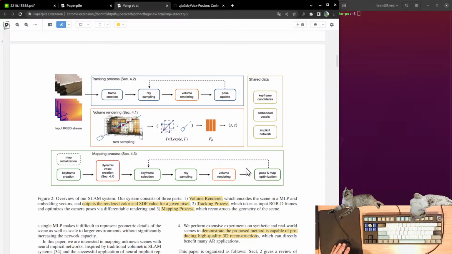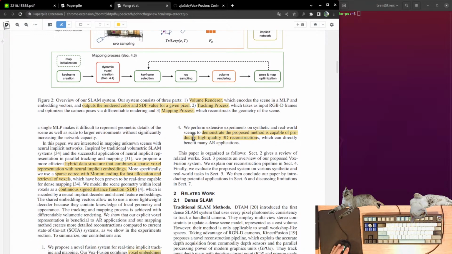So this process here, the keyframe selection, which is basically image into ray sampling into volume rendering into pose, and then going back to comparing that to the original images. That happens here, and it also happens here. So that's kind of the meat of this process.